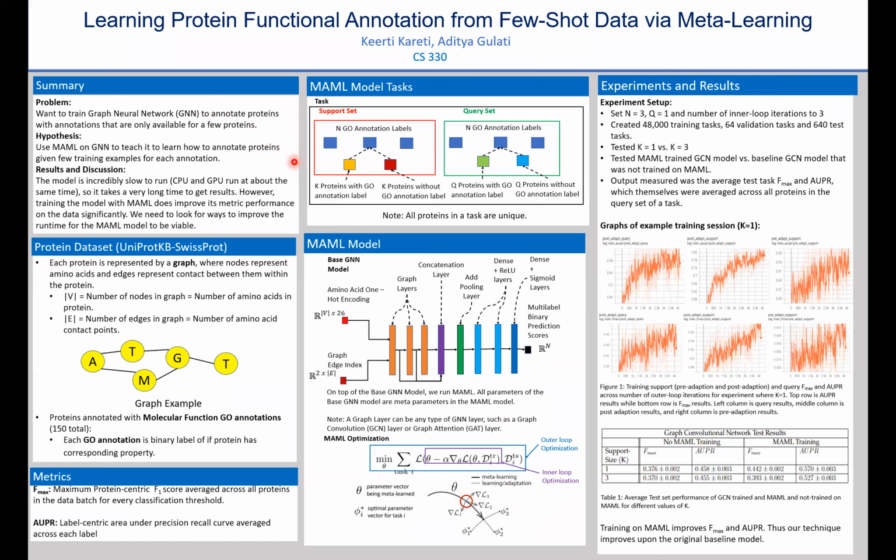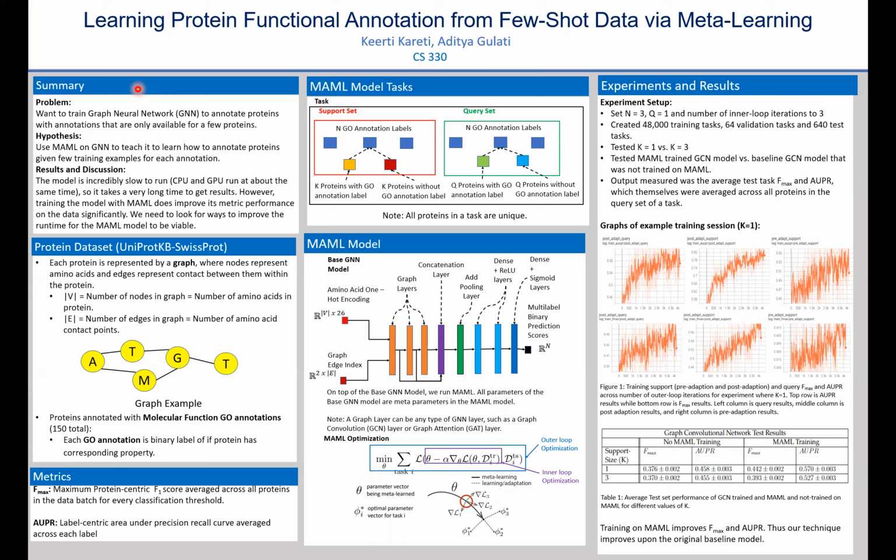Hi, this is our CS330 project, learning protein functional annotation from few-shot data via meta-learning. The purpose of this project is to create a model which will be able to annotate proteins with their functional properties using their protein structure data. One model already exists which does this pretty well, called DeepFRI, which is a GNN model.